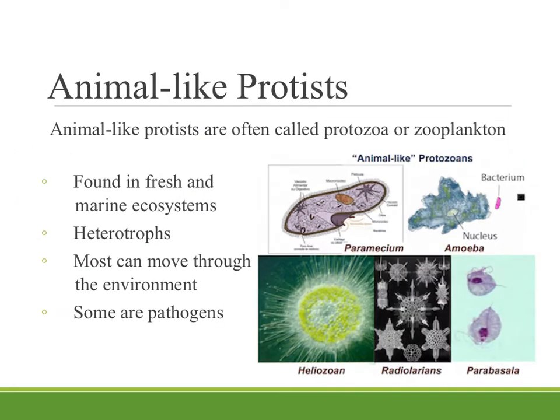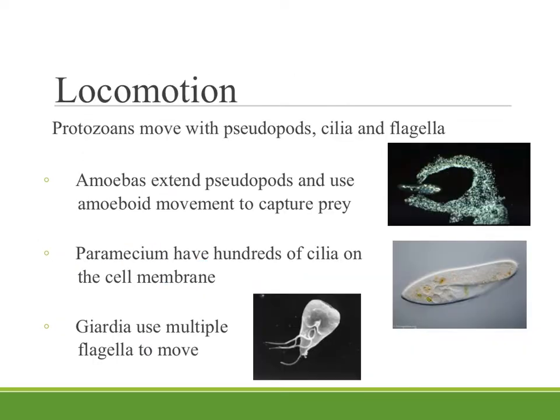Protists that have animal-like characteristics are also called protozoa or zooplankton, and they are found in our fresh and marine water ecosystems. They're heterotrophs like other animals. They can't make their own food through photosynthesis, and most of the animal-like protists can move through the environment in a variety of ways. Some are also pathogens. So protozoans move in three basic ways. They may make pseudopods or false feet, cilia that beat kind of like a rowing machine, or flagella, which are sort of a long tail.